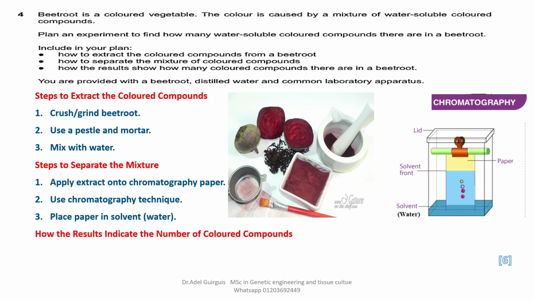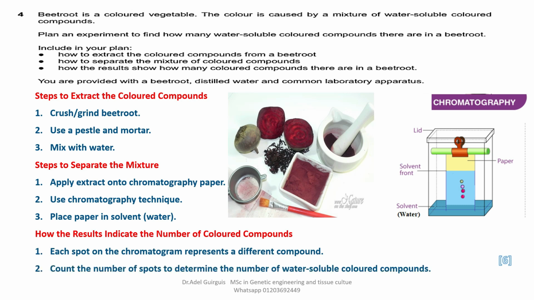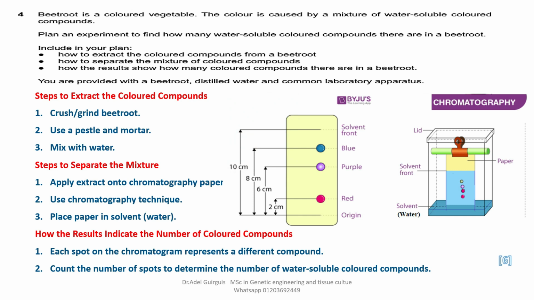Last question here, how the results show how many colored compounds there are in beetroot. Look, each spot on the chromatogram represents a different compound. So we have to count the number of spots to determine the number of water-soluble colored compounds in beetroot solution. And we need also to calculate their Rf value. Rf, as you know, from the rule, equals the distance moved by each pigment, for example a red pigment, over the distance moved by solvent. Here 2 over 10 equals 0.2, and Rf, as you know, must be less than 1. Its value must range from more than 0 and less than 1.